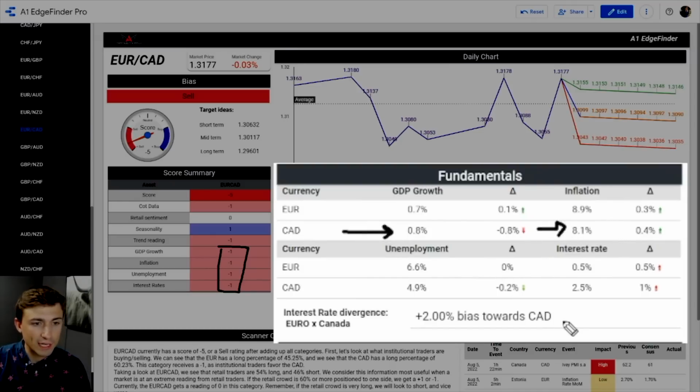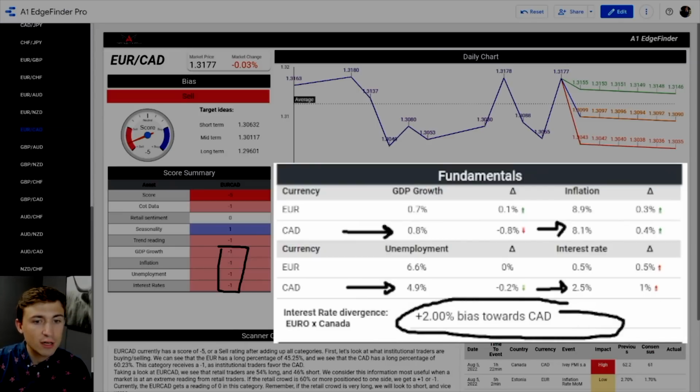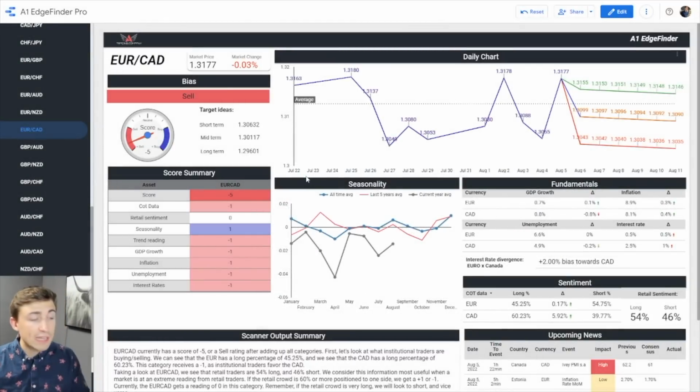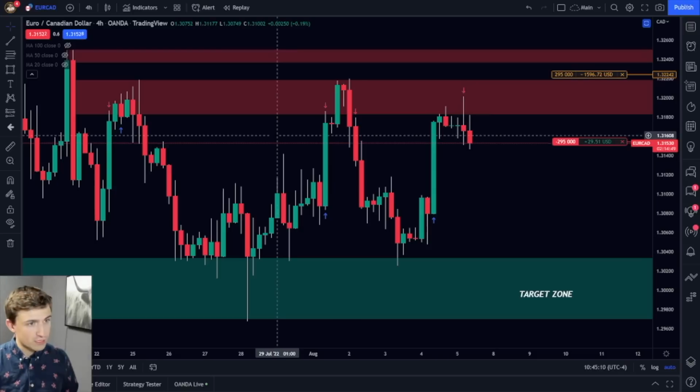That's bullish for CAD. If we take a look at interest rates, we have 2.5% versus 0.5% from Europe, so that's bullish for CAD. And finally, unemployment rate comes out as less unemployment in Canada, which comes out as bullish for CAD. Overall, we have a 2% bias towards the Canadian dollar, and all of these factors help to assist, again, my bias towards selling the Euro CAD. Then we combine it with the technicals, place the trade, etc. Now we are in the trade.